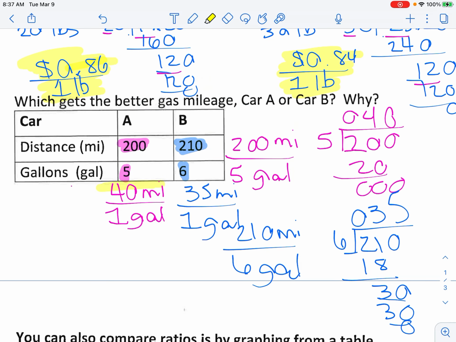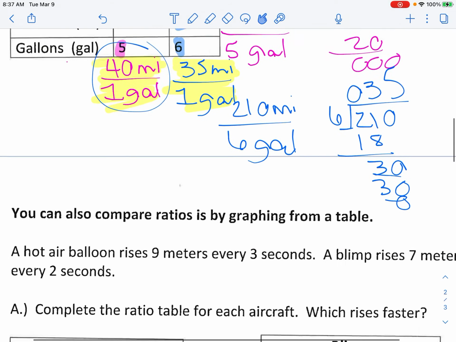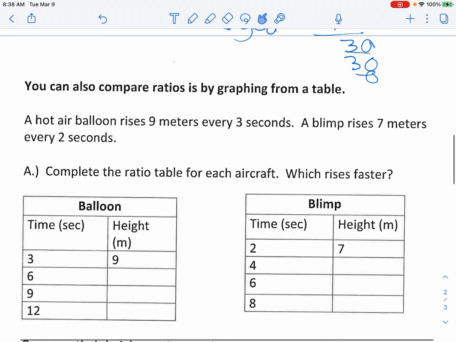So do I want to travel 40 miles on 1 gallon of gas or only travel 35 miles on 1 gallon of gas? Well, I want to go a further distance because that's going to cost me less money in the long run. So car A has the better gas mileage because you can travel a further distance with the same amount of gas. All right, so you can also compare ratios by graphing from a table.